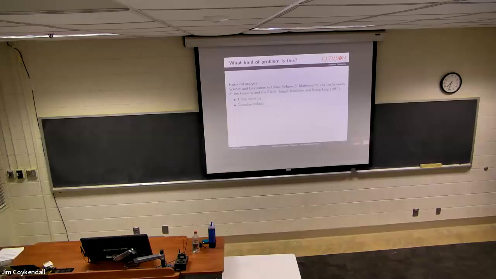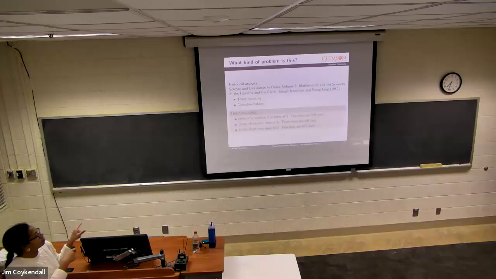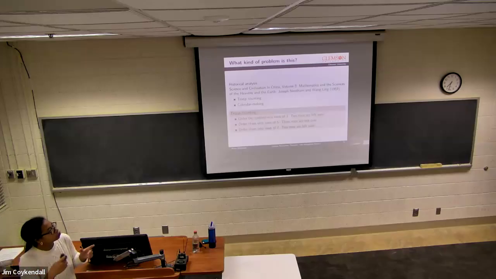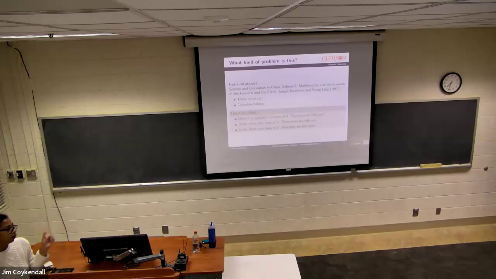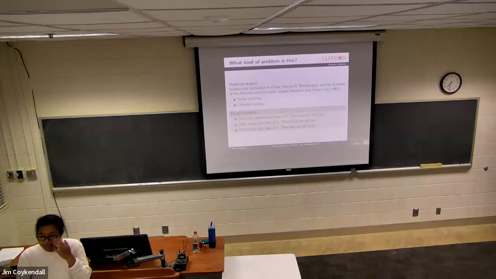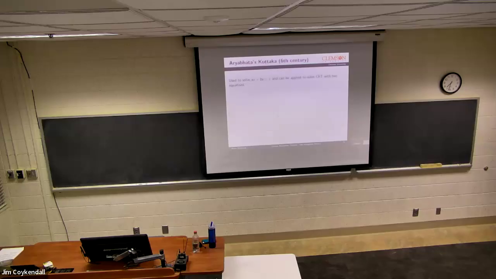So this is how it would look if we were using that to do troop counting. You can say, okay, order the soldiers into rows of 3 and 2 men are left over. Order them into rows of 5 and 3 men are left over. Order them into rows of 7, 2 men are left over. So that's an interpretation of that wordy problem from before.